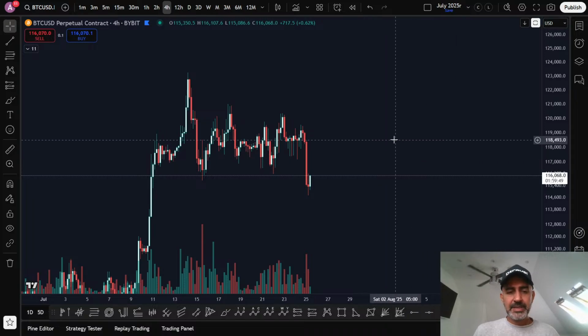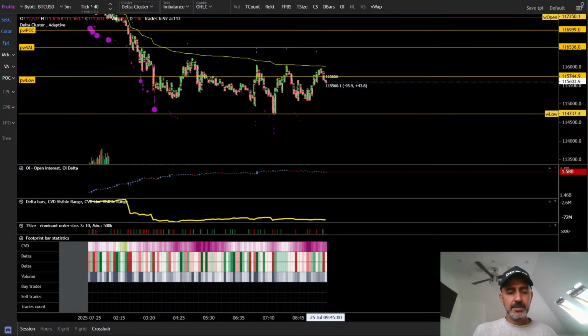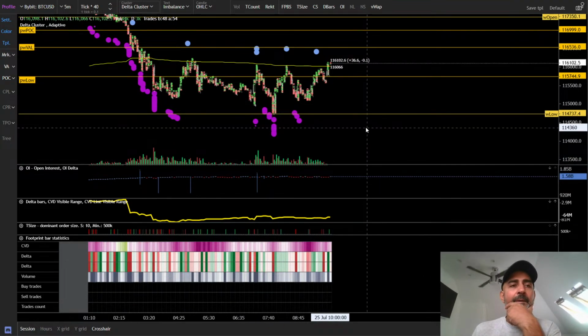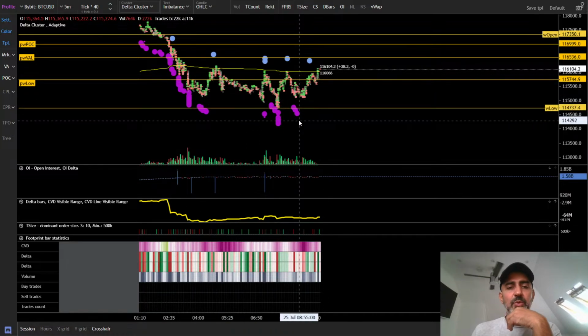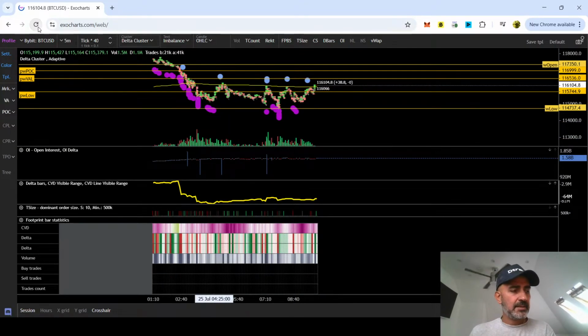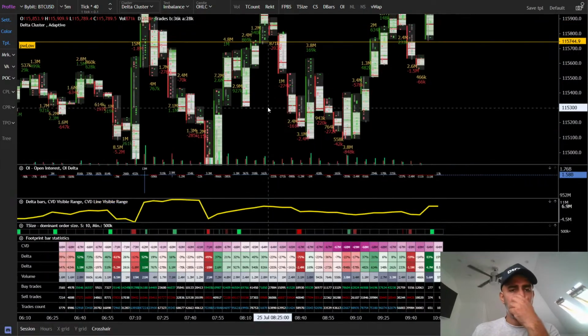Let's have a look at Bitcoin. To begin with, I'm going to go and have a look at the order flow. So let's see where the order's at. Okay, so wow. Bunch of liquidations on the way down. This needs to be refreshed, obviously. Let's see what it looks like after I refresh it.